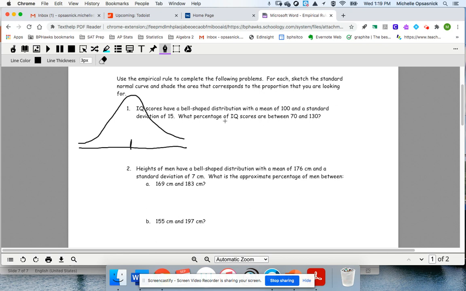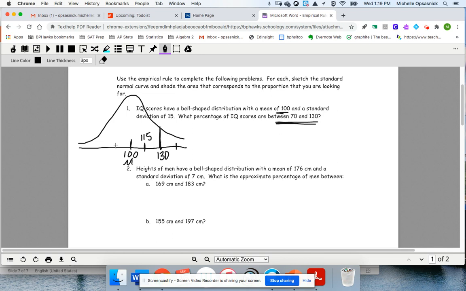So here we have IQ scores have a mean of 100, so we're going to go ahead and put that in there, and then a standard deviation of 15. This question is asking us for between 70 and 130. So once we get to those values, we don't have to keep marking off standard deviations. For example, 100 plus that standard deviation of 15 is going to put me at 115. Another is going to put me at 130. I don't have to keep going to 145 here. I can stop and see that 130 is 2 standard deviations above the mean.